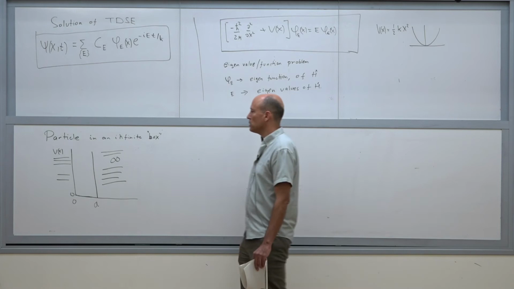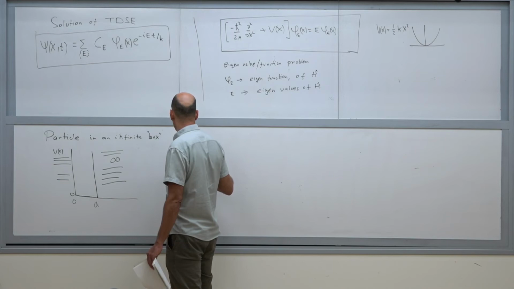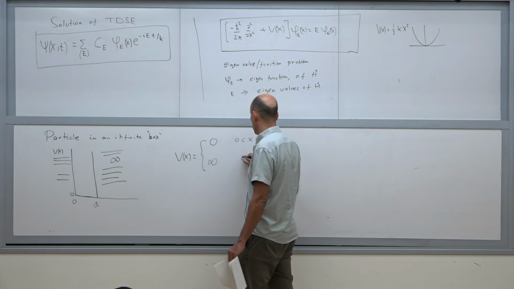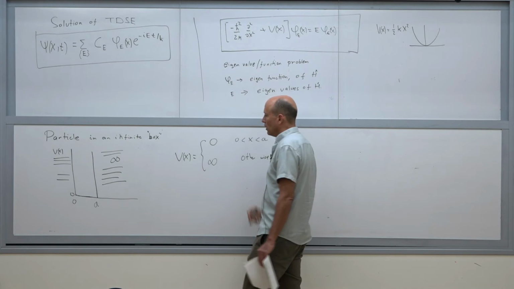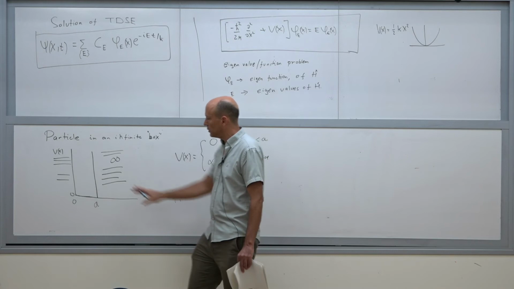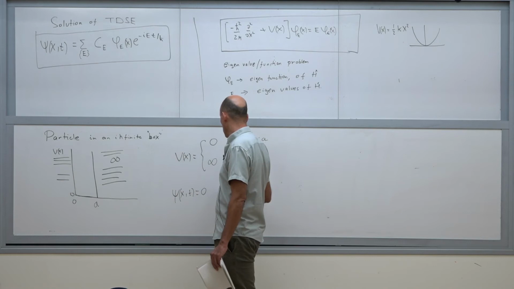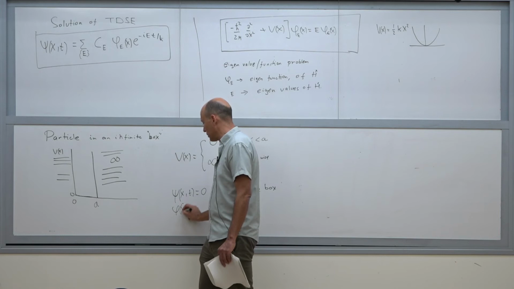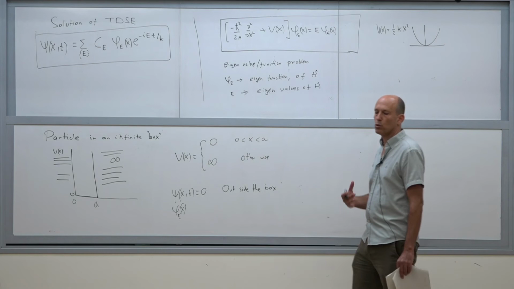So mathematically, I write the potential like this. It is equal to zero when X is between zero and A, and it is infinity otherwise. Physically, this means that psi of x and t is equal to zero outside the box. And this also means the same for phi of x. These wave functions are zero outside the box, you cannot be here.